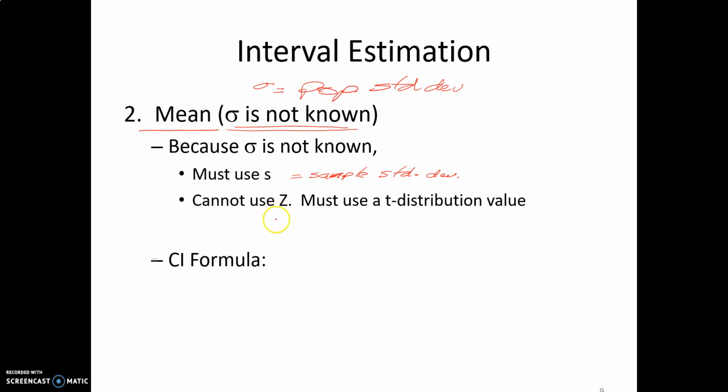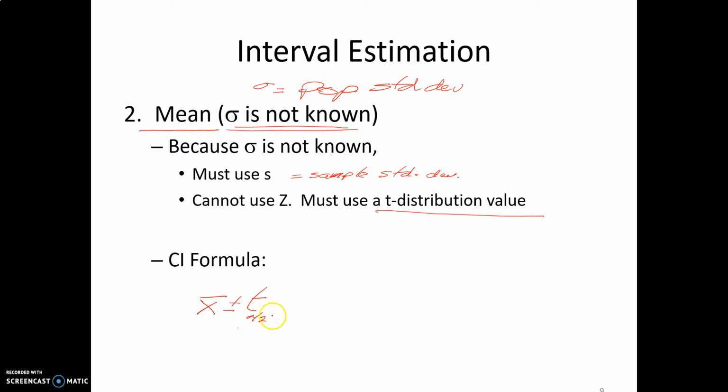We cannot use a Z value. Because we can't use a Z value, we use what is called a t-distribution value, and we'll learn about how to find that value in the next slide. But our confidence interval formula for this one is still the sample average, but instead of using a Z value, we have to use a t value.